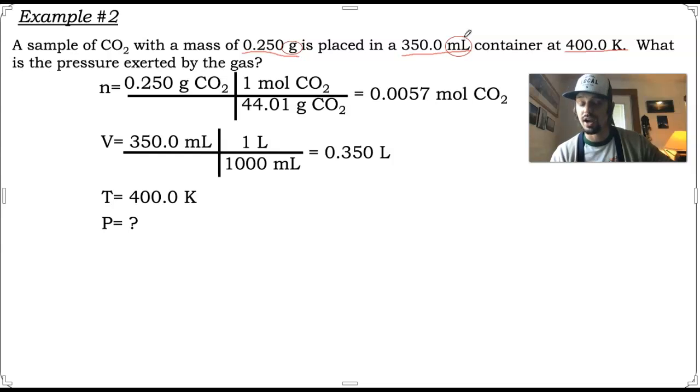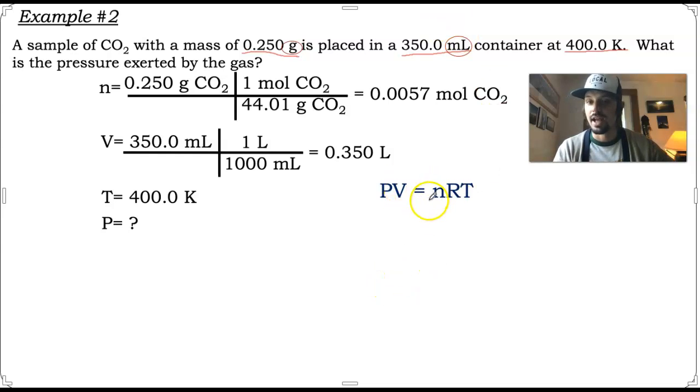I'm looking for pressure, so that is going to be how I rearrange the equation. I'm going to take V and divide it over, okay? So I have P equals nRT over V, and I'm solving for my new pressure, okay?